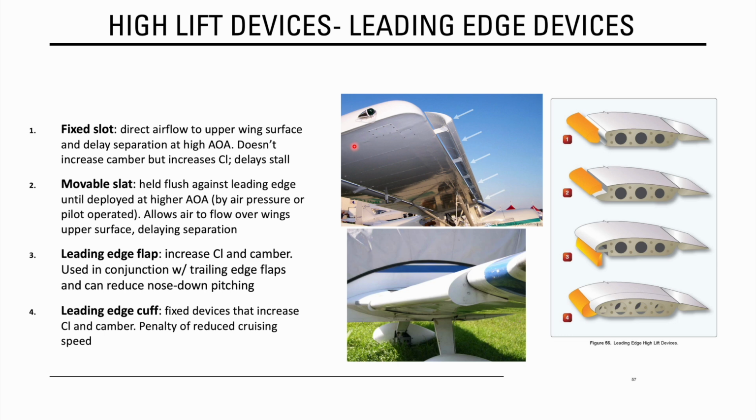You could have a movable slat, which would be this one right here. And so that one you would actually have some control over. Leading edge flap. So it would drop down from underneath the wing. Also would have control over that. You could also have a leading edge cuff, which is this design right here. So this is kind of a permanent section built into the wing. So these are going to, especially this one, increase the coefficient of lift and camber, but a downside is your cruising speed is going to decrease because it's going to increase your drag during cruise flight.